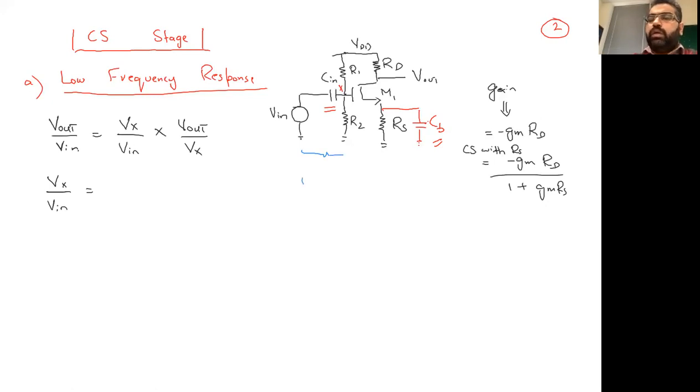So here we have V in. Here we have impedance. Let me just write this as an impedance 1 over Cin. So I'm not writing anything, just replacing the resistance. And here we have, because in a small signal, it's going to be virtual ground of VDD. So it's going something like this. And this point is Vx. So that will make your life simple.